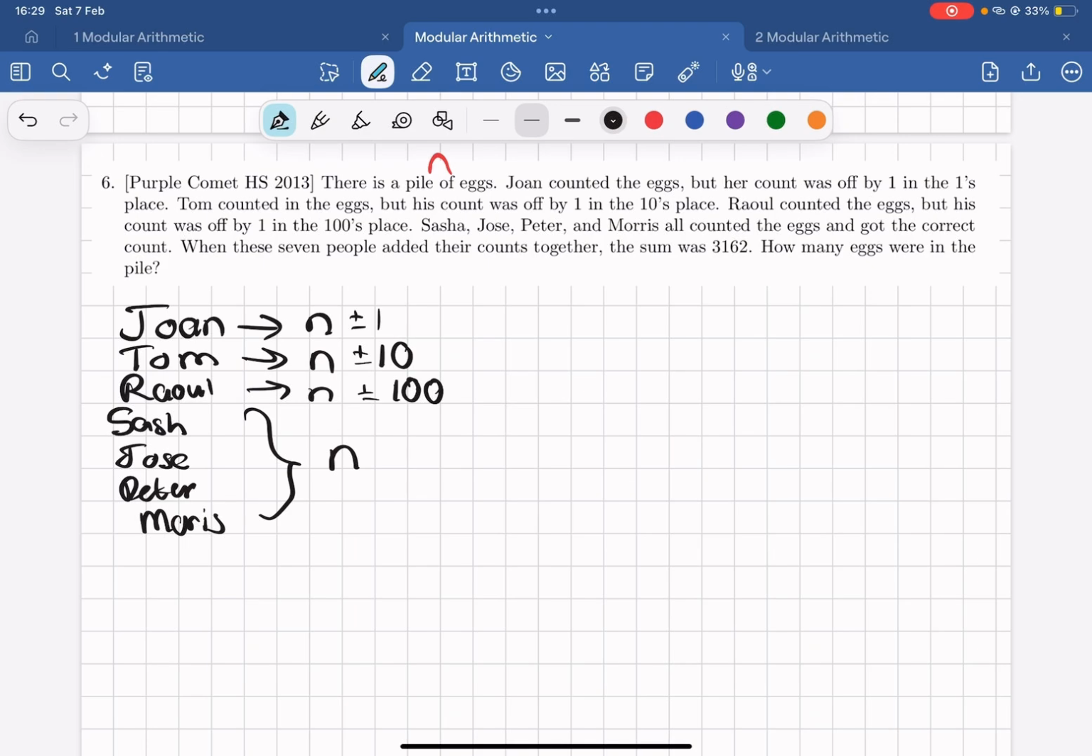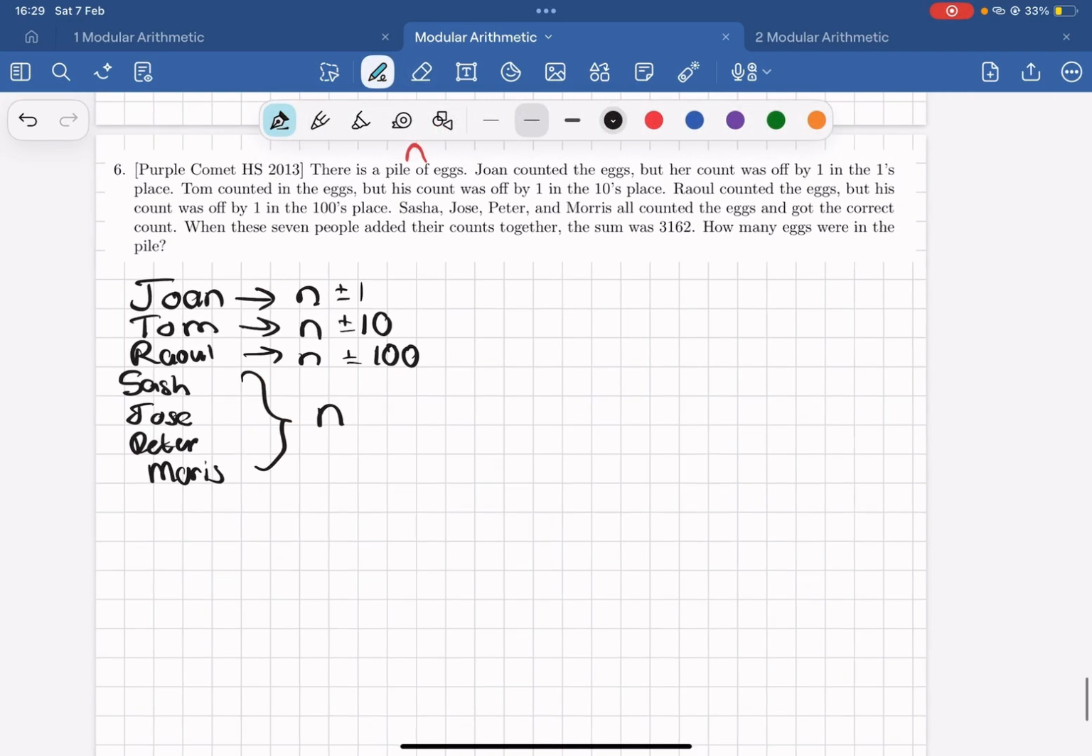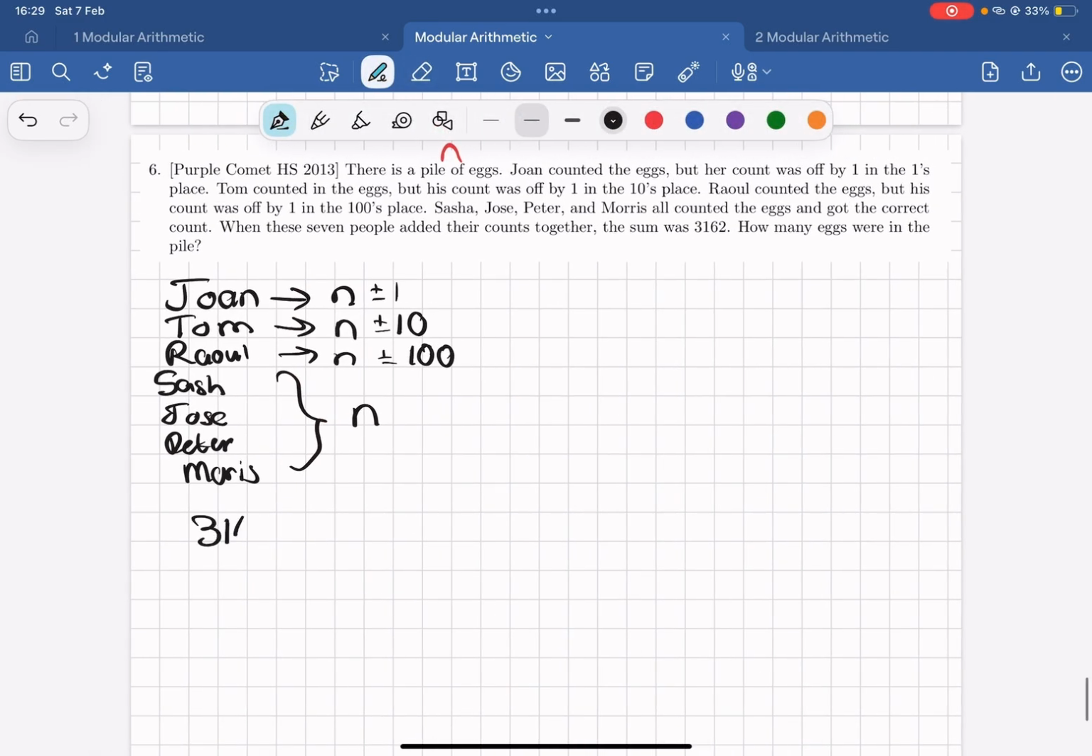Now the next piece of information told us that when we add their counts together, their sum was 3,162. So let's add all of this. We have 3,162 equals 7n, because there's 4 people here, so 4n, and 3n from above, plus or minus, well, we got plus or minus 1, 10 or 100.